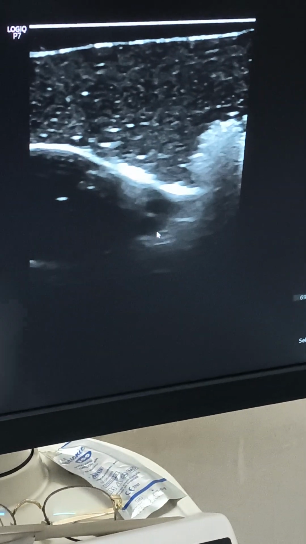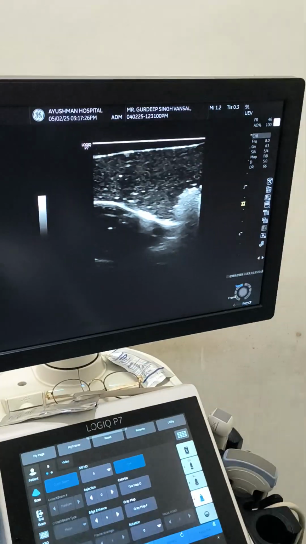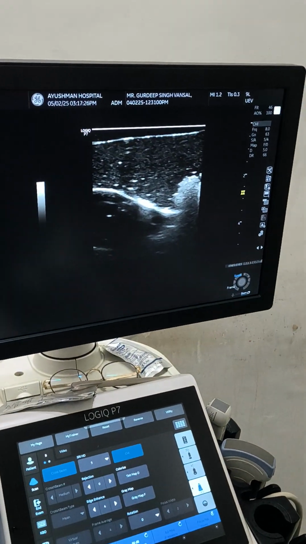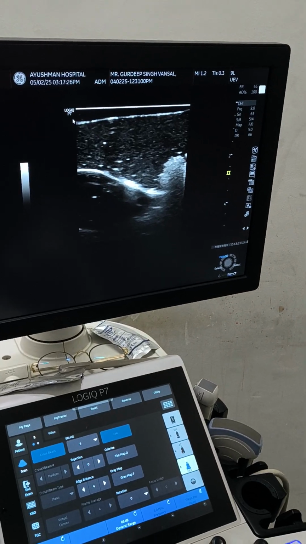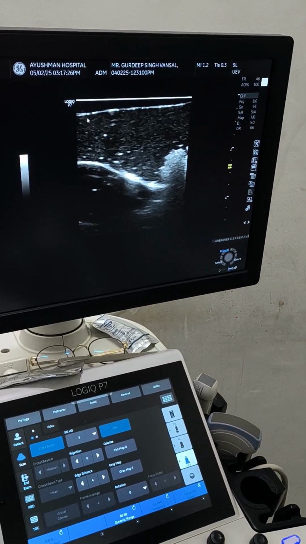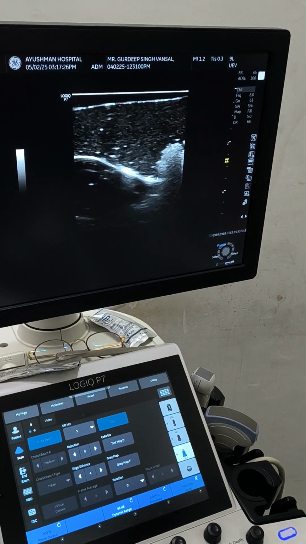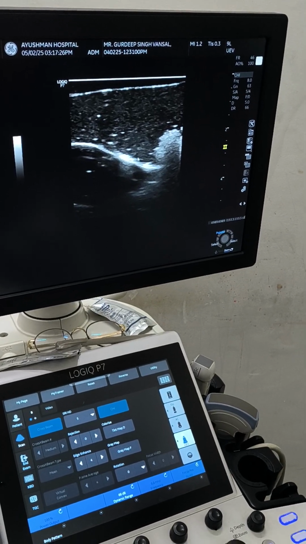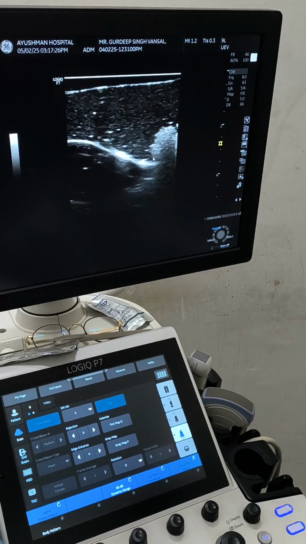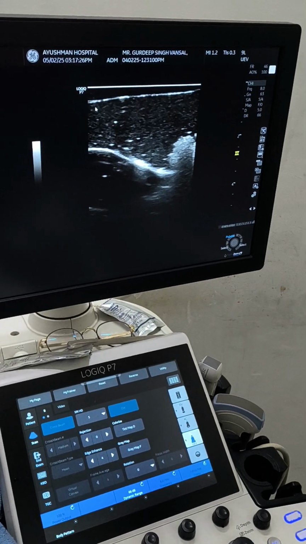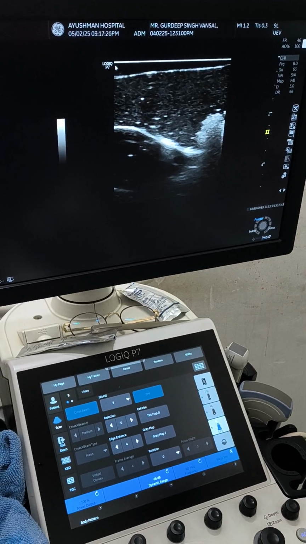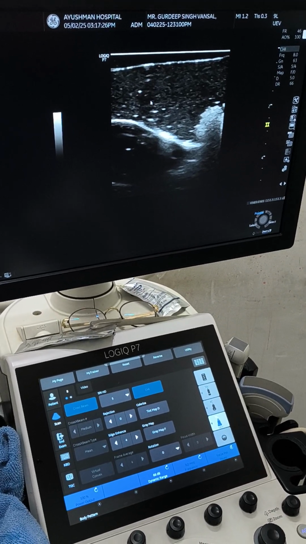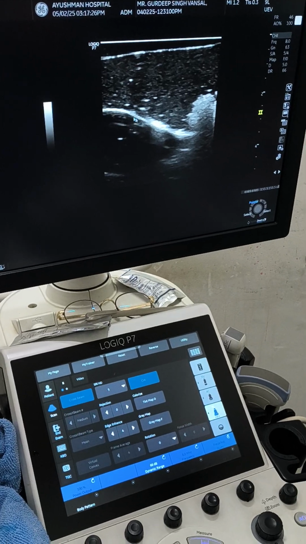Okay, so now if we freeze this, basically this is 90 degrees. Now the needle trajectory is from here to here. We have to come here so that we deposit the local anesthetic below the psoas tendon. If this is 90 degrees, then I have to come from here, so it will be approximately 45 degrees. So that's what I'm going to do.